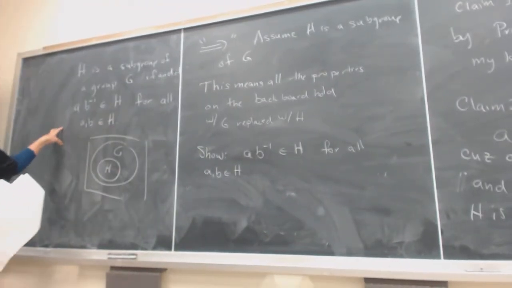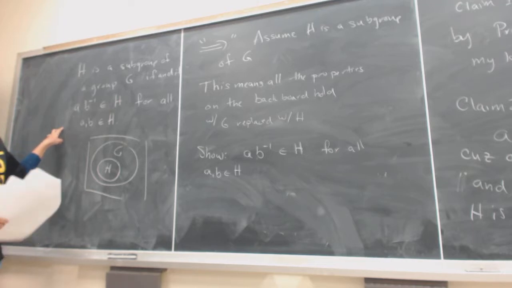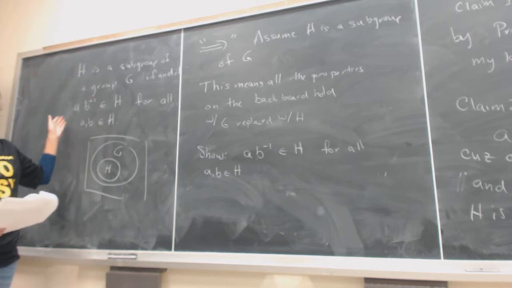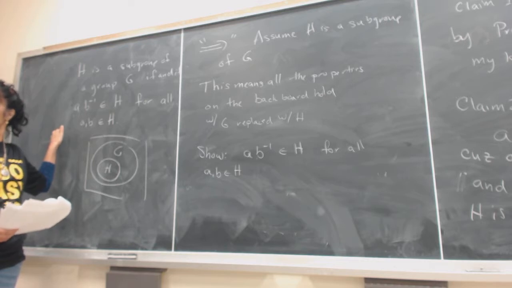I call this a checkability theorem because proving something's a group, as you probably already saw, is a pain in the butt. You have to sit there and go through every property and check them all. And if you have something that makes it easier, that would be great.